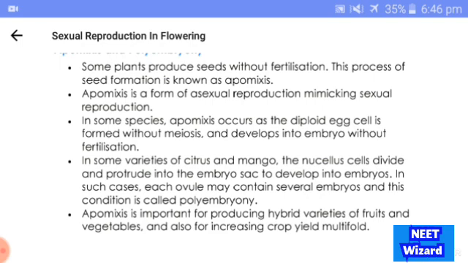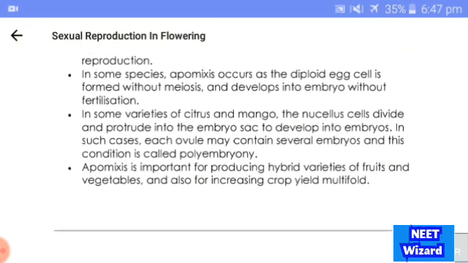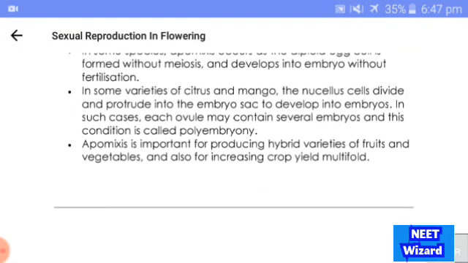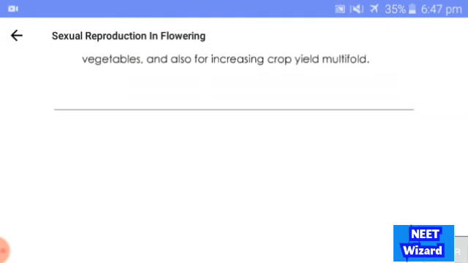In some varieties of citrus and mango, the nucellus cells divide and protrude into the embryo sac to develop into embryos. In such cases, each ovule may contain several embryos, and this condition is called polyembryony. Apomixis is important for producing hybrid varieties of fruits and vegetables, and also for increasing crop yield multifold. Now, this chapter, reproduction in flowering plants, is complete.